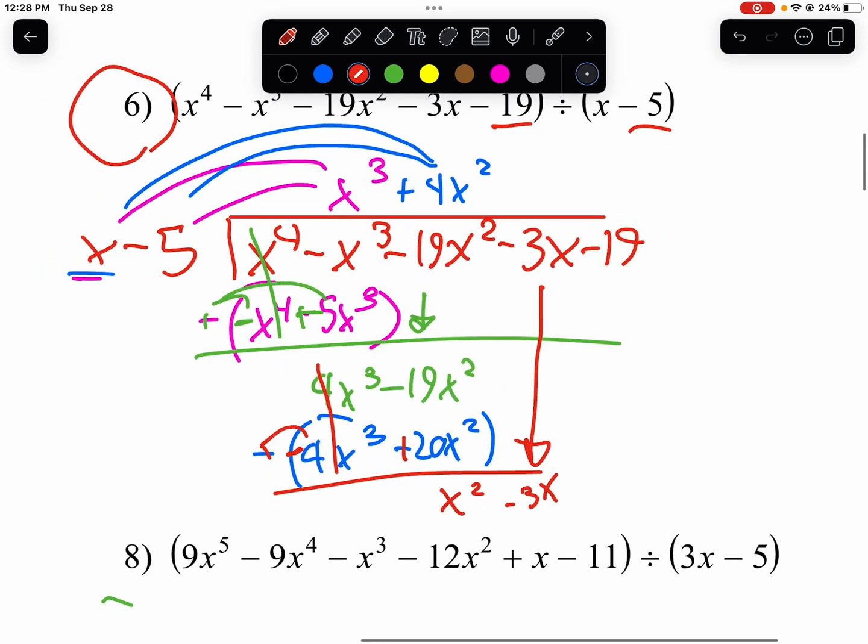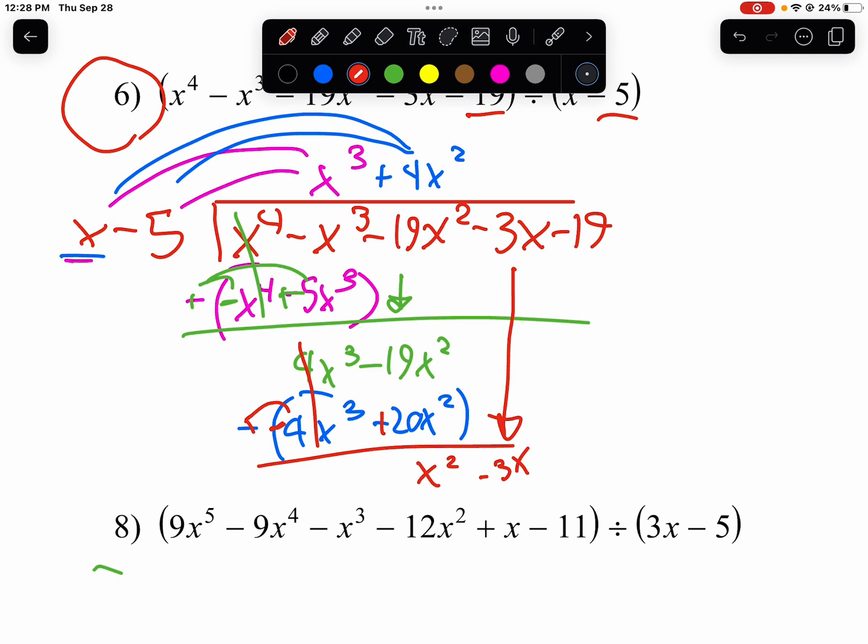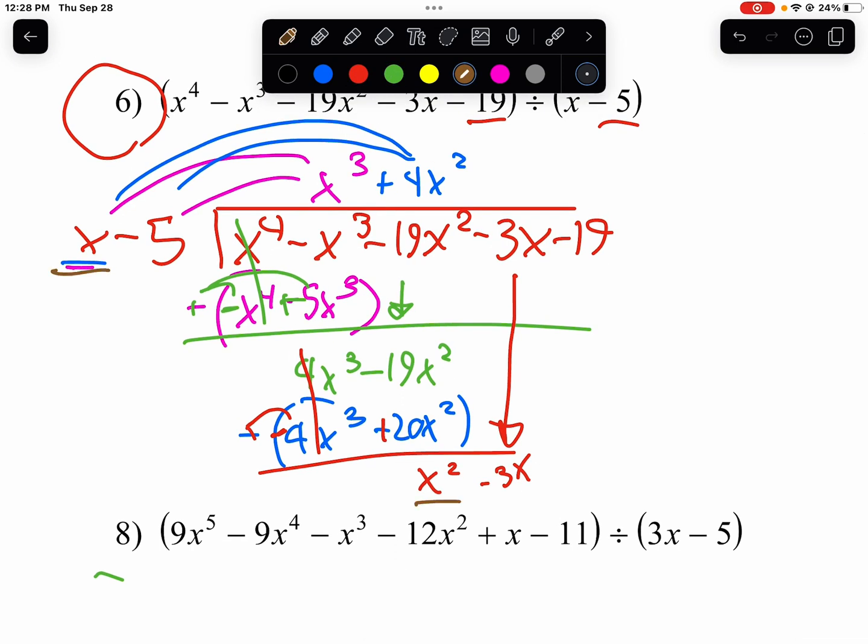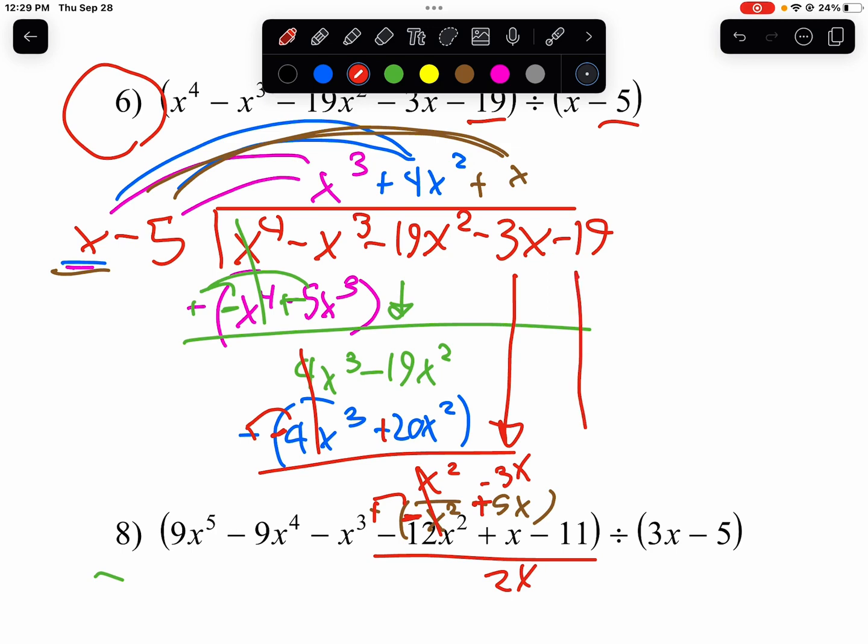Okay? And then we keep going back at this. We do it again. And we're going to get x times what? It's going to give me x squared. X. So you get x squared. And then you get negative 5x. But you have to switch the signs. So when we go through to switch the signs, we get a negative and then a positive. And so we end up getting 2x, bring down the negative 19.